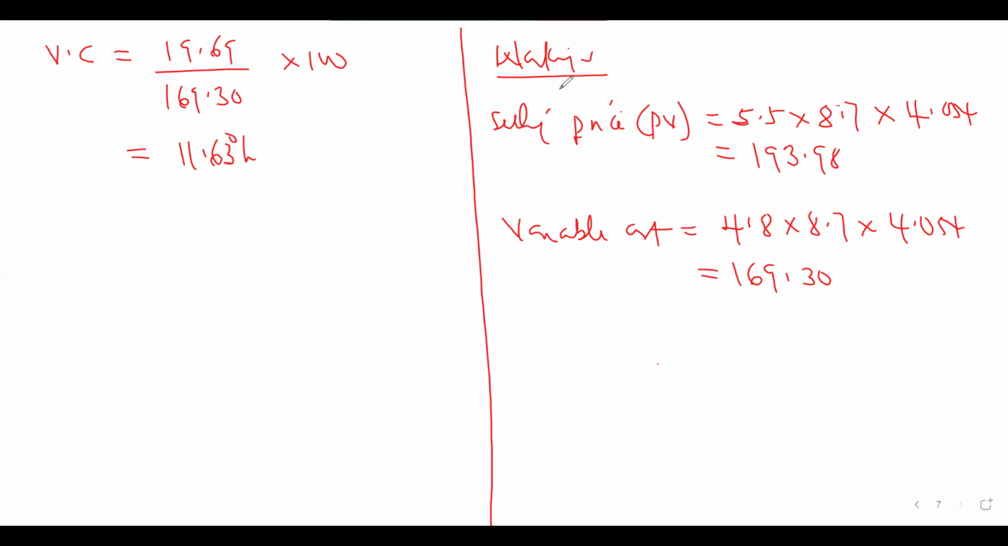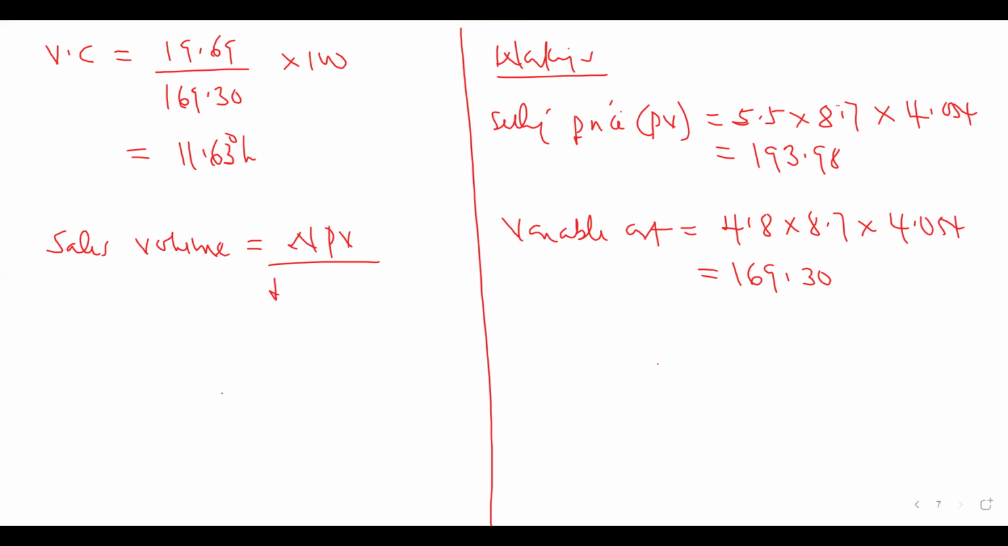So this is about cost. If the variable cost increased by 11.63%, the project will break even. So let's look at what they are. Sales volume. They are talking about sales volume, isn't it? Yes. The sales volume is the same as the contribution.